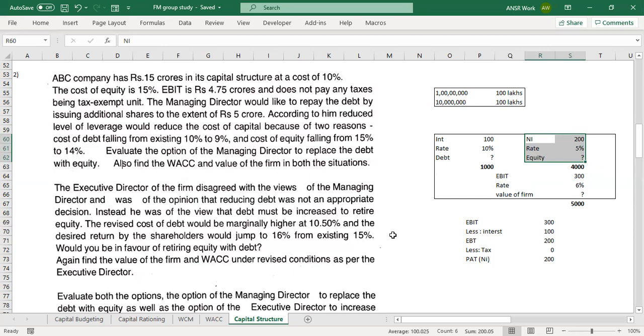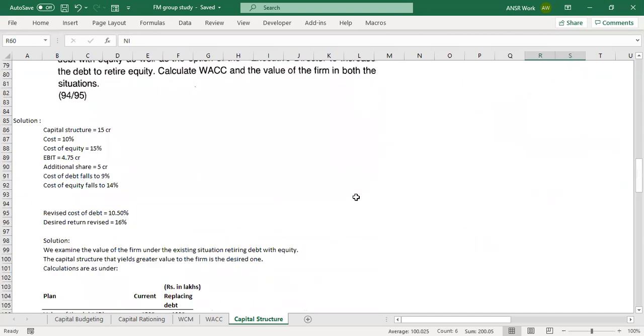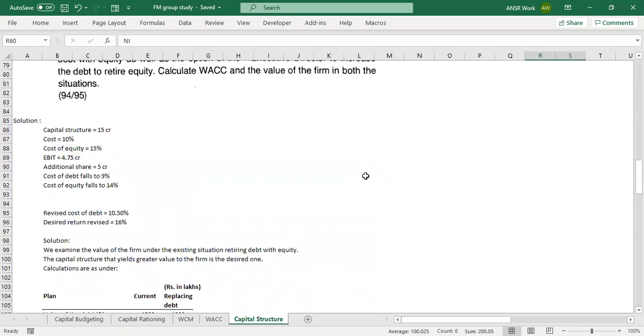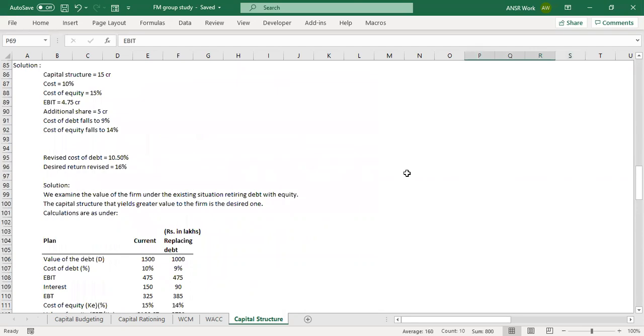Others, did you get the answers? If you have, then the next question I have for you is, what is the value of the firm? Dheeraj, I'm having some problems. Can you please repeat? No problem. Have you calculated the EBT? What is your EBIT? It is 4.75 crores. Perfect. What is the interest amount? 1.5 crores. Perfect. So like we did here, EBIT minus interest is EBT, right?